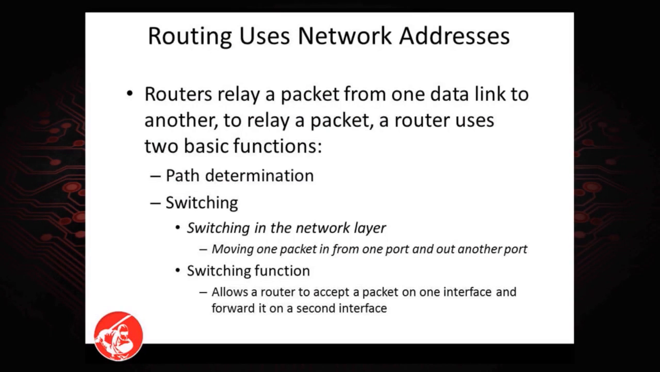So when we're hacking, we can hack an actual routing address. Routers relay packets from one data link to another. We call it path determination and switching. This is not switching like a switch, it's switching in the network layer, which means we take it in one port and out the other. It allows a router to accept a packet at one interface and forward it on a second interface. If any of you ever configured a multi-homed or two-network-card computer, you know it won't send network traffic from one interface to the other until you turn on IP routing. That's why you have to turn on traffic forwarding, because of the switching function of routers.